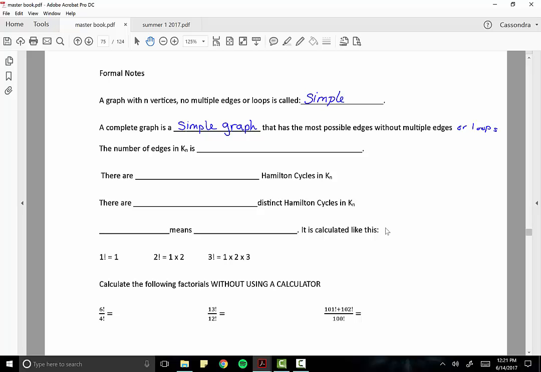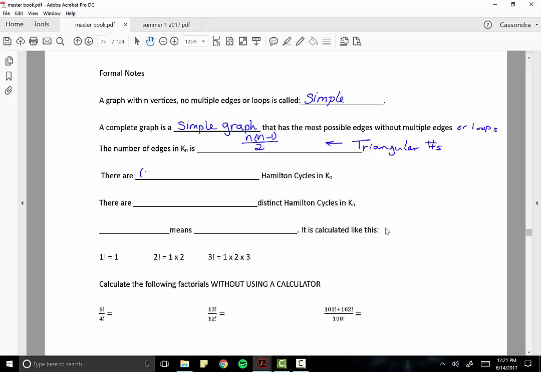The number of edges in Kn is defined by the formula n times n minus 1 divided by 2. These are also called the triangular numbers, which is a series of numbers that has a pattern. If you are so interested, you can Google that and learn more about it, but you just need to know n times n minus 1 divided by 2.